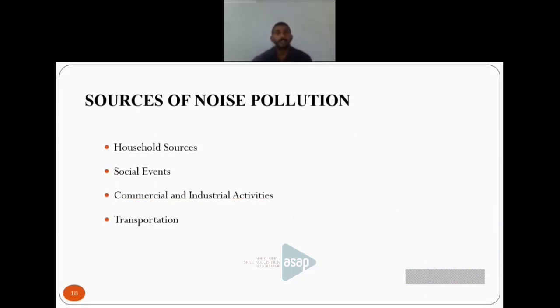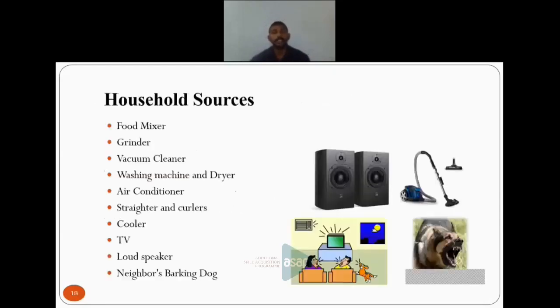Next, we can move to the sources of noise pollution. These include household sources, social events, commercial and industrial activities, and transportation. Household activities produce sounds from the food mixer, grinder, vacuum cleaner, washing machine, dryer, cooler, TV, loudspeaker, or even a dog barking at a neighbor's house. That all comes under household sources.